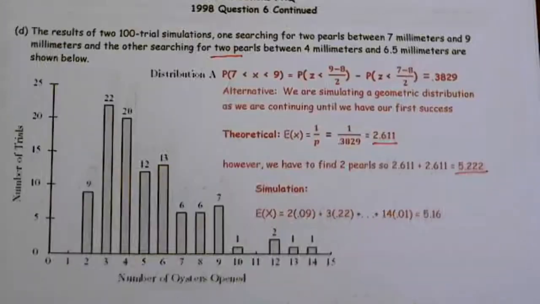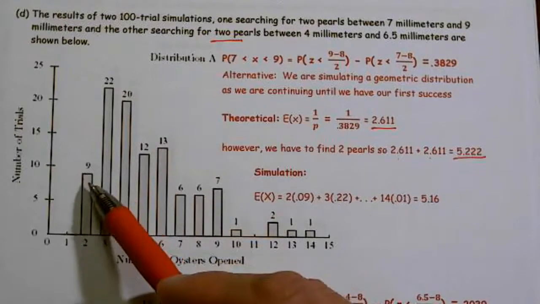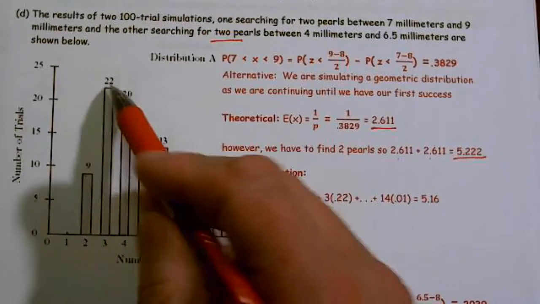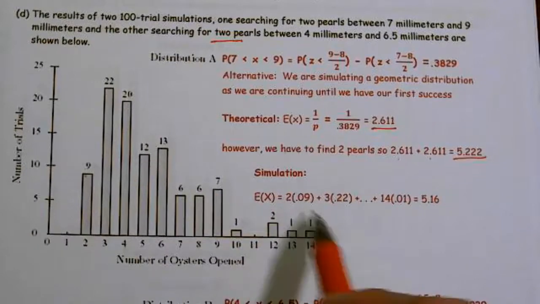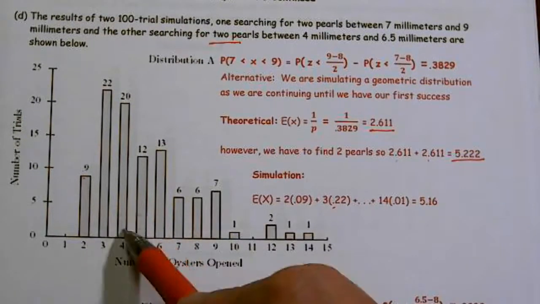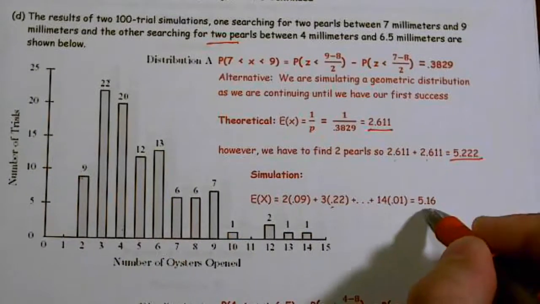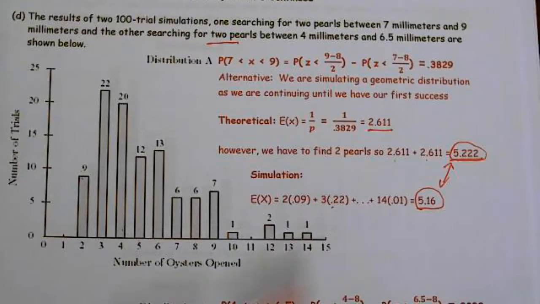Just looking at the graph, I can tell that it's not B, that must be A. But another good thing we can do is take this expected value from the simulation. It took us 9 trials out of 100, so this is 9 divided by 100, 22 divided by 100. If I divide all the occurrences by 100, I end up with probabilities. So 2 times 0.09, plus 3 times 0.22, plus 4 times 0.20, plus 5 times 0.12. I loaded that all into the calculator, and found that my simulation predicted it would take 5.166. My theoretical is 5.22, so not substantially different. Based on this, that looks like it's A.